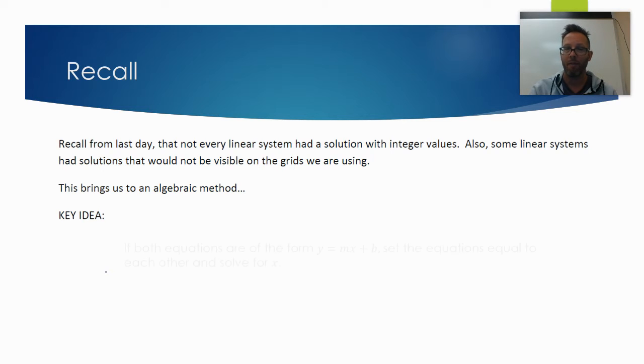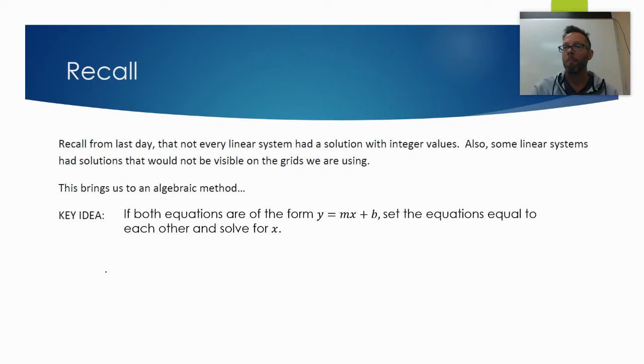We call this method the method of substitution, and this is our first algebraic way to do this. If both equations are set up in the form y equals mx plus b, you can set the y's equal to each other. So you can set the equations equal to each other and then solve for x, finding an algebraic solution without having to graph.